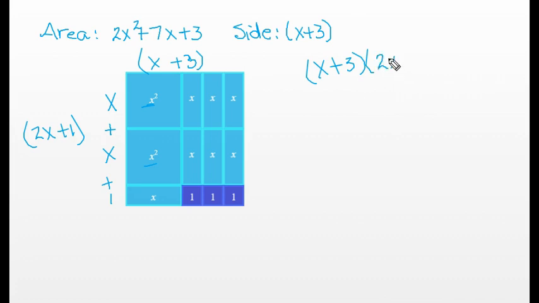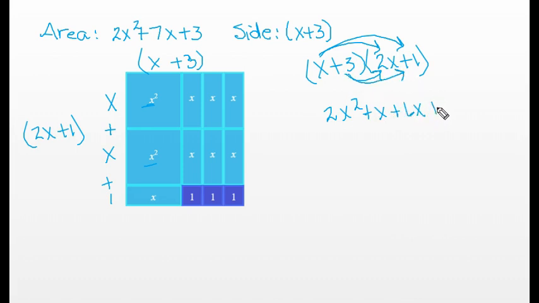And I can distribute to check and make sure I have the right answer. I get x times 2x is 2x squared. X times 1 is x. Distribute my 3 times 2x is 6x. My 3 times my 1 is 3. Simplify by combining like terms: 2x squared plus 7x plus 3.